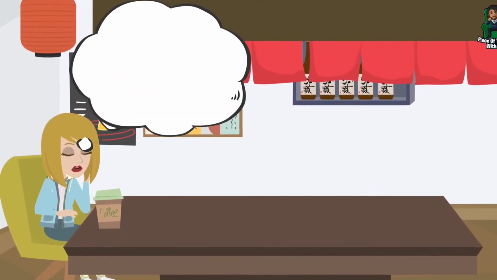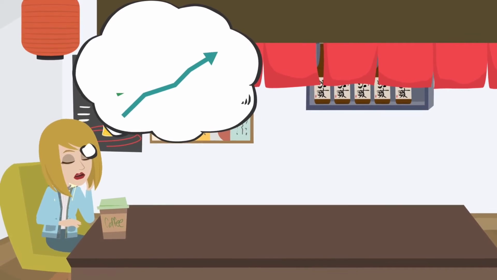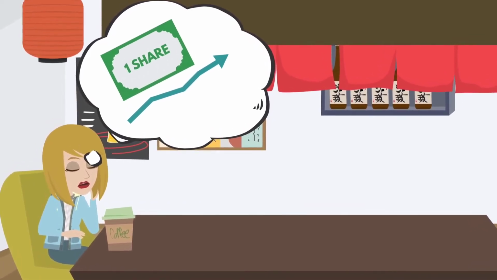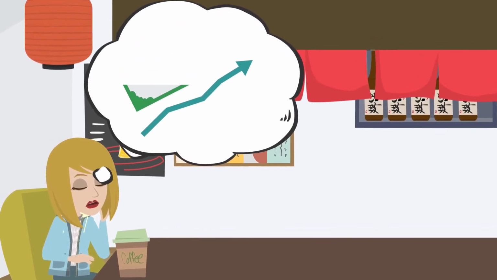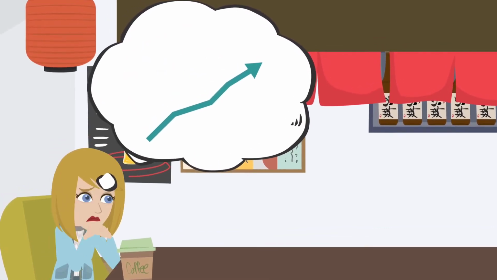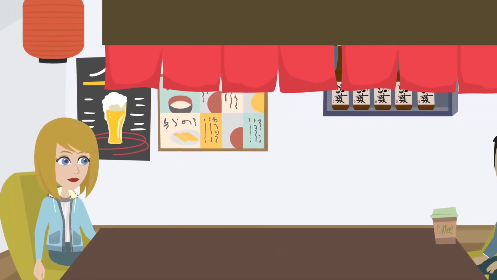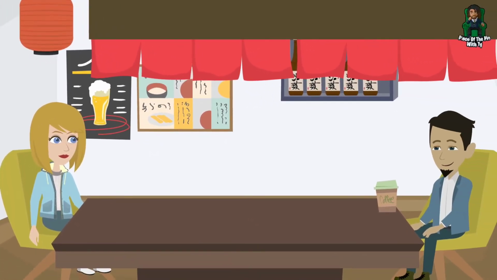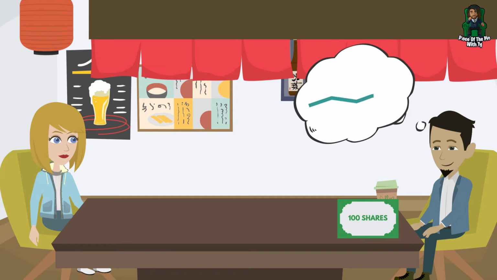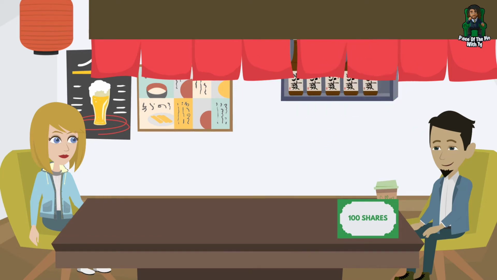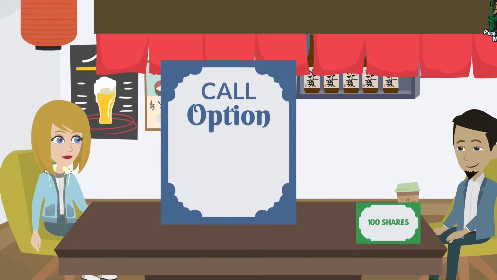A stockholder believes that the stock price of Heavenly Pies will rise. This stockholder considers taking advantage of this anticipated price movement by buying 100 shares of the stock, but she is concerned about the initial capital requirement. Now let's assume that there's another stockholder. He already owns 100 shares of Heavenly Pies stock and plans to hold on to it for a while. He thinks the stock price will not increase much over the next few months. Both stockholders can utilize a call option.